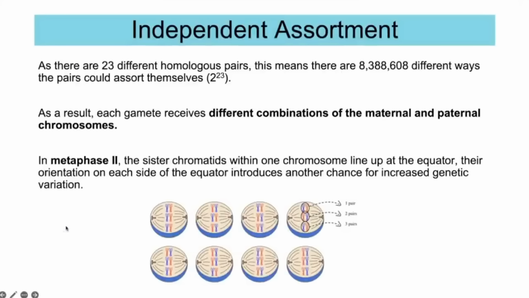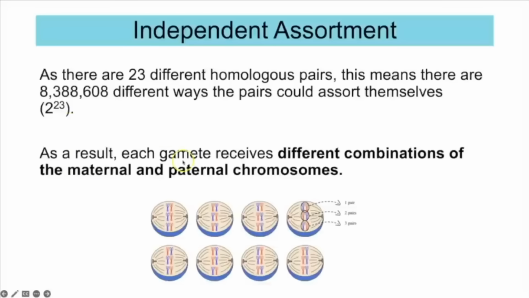Now in metaphase II, the sister chromatids within one chromosome also are lining up at the equator, and their orientation on each side of the equator introduces another chance for increased genetic variation. And as a result, each gamete receives different combinations of the maternal and paternal chromosomes.